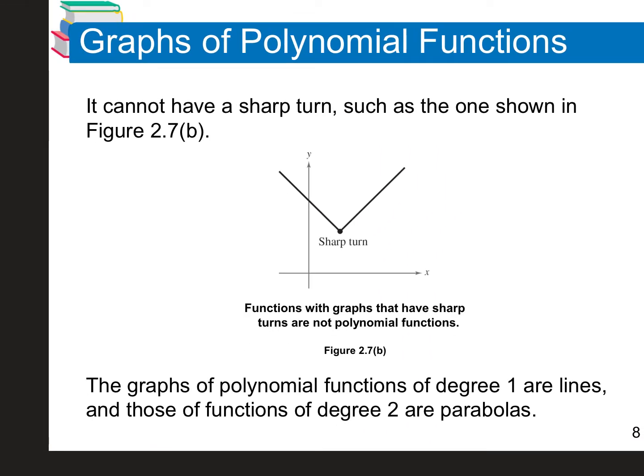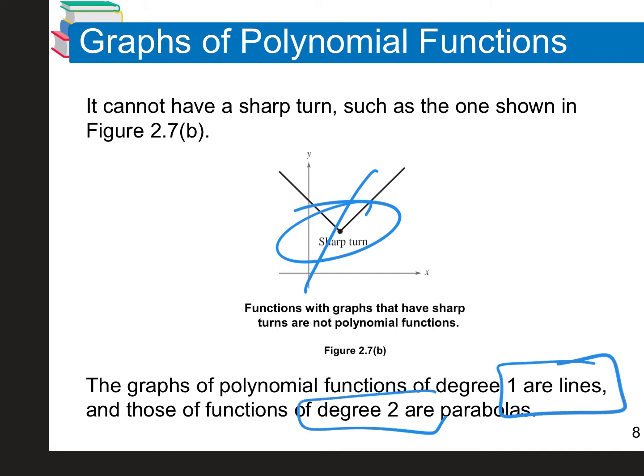Like I said, if you had a function and it says, is this a polynomial, is it continuous? This would not be because it has a sharp turn. So that would not be good. Polynomial functions to the 1st degree are lines. To the 2nd degree are parabolas. 3rd degree, it's a cubic graph. 4th degree, it's a quartic.